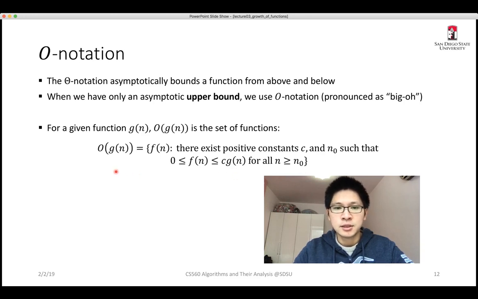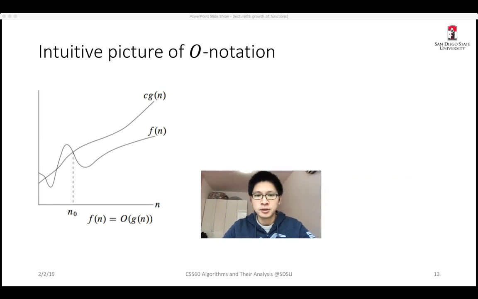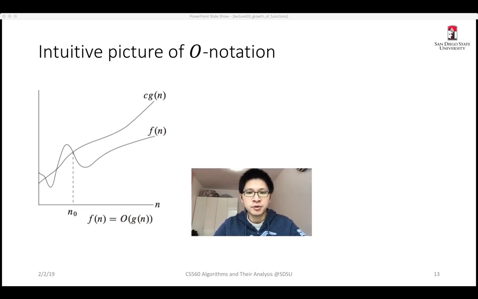You can see the similarity between these statements and the definition of the theta notation. Here we just use one constant c, because we just define an upper bound for f(n). If we draw an intuitive picture for the big O notation, then to the right of the point n0, the function f(n) is always below c times g of n.